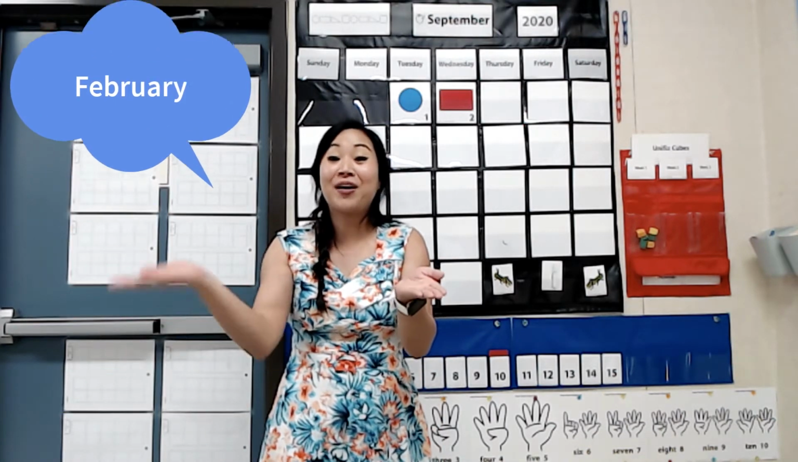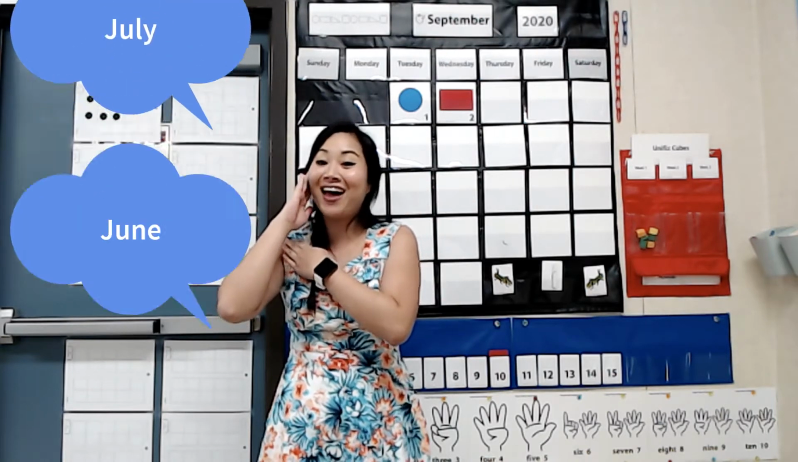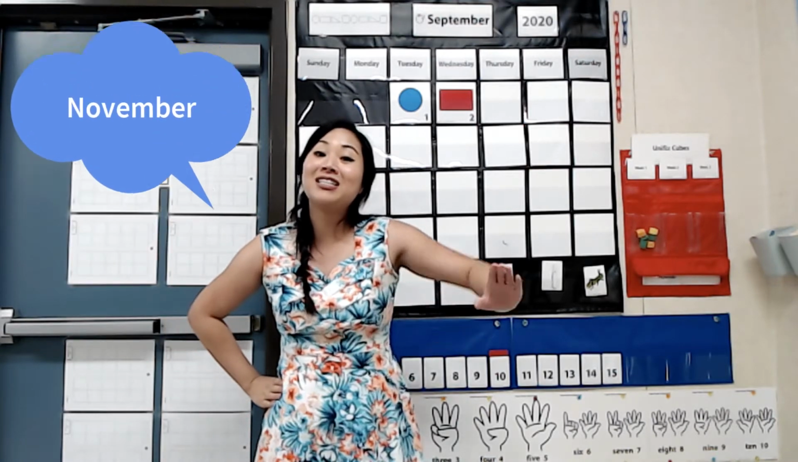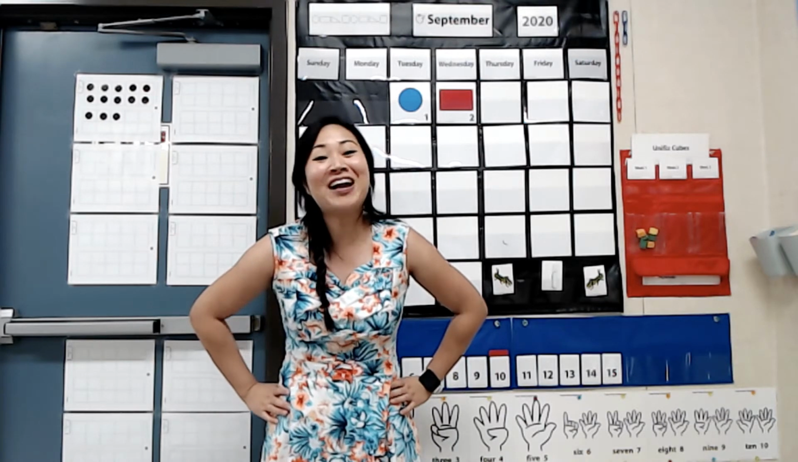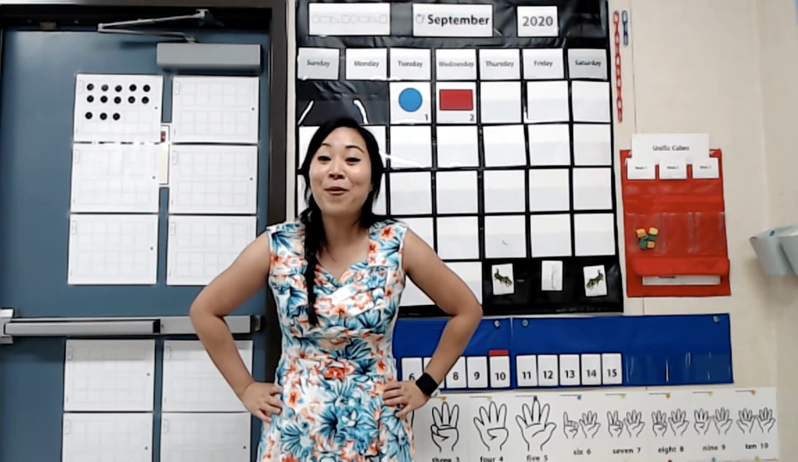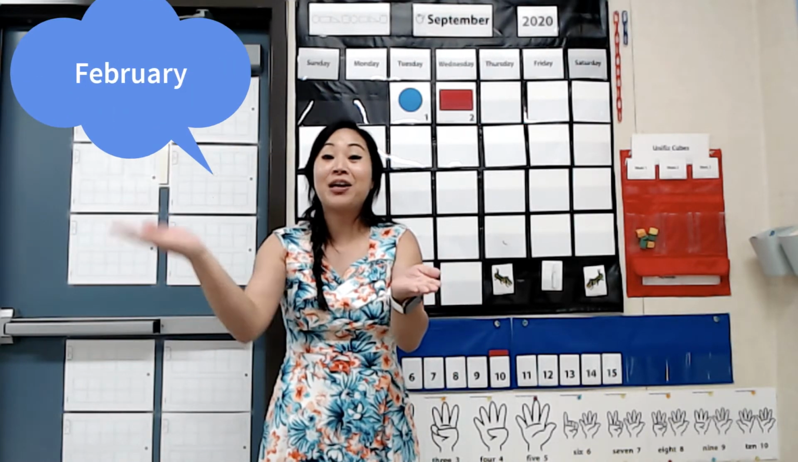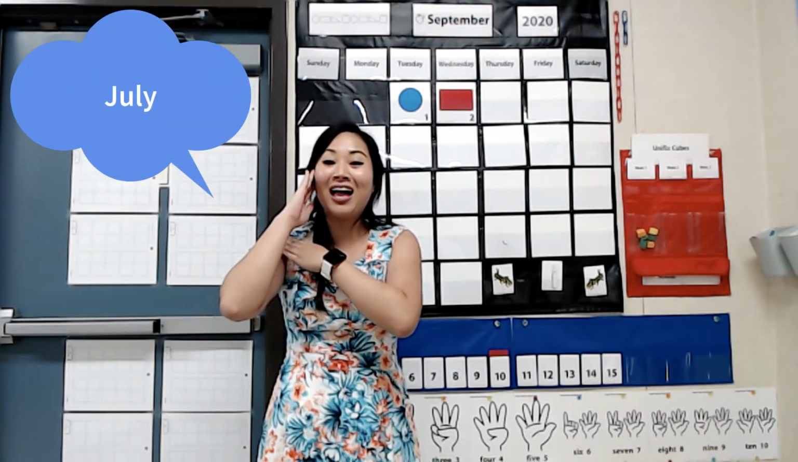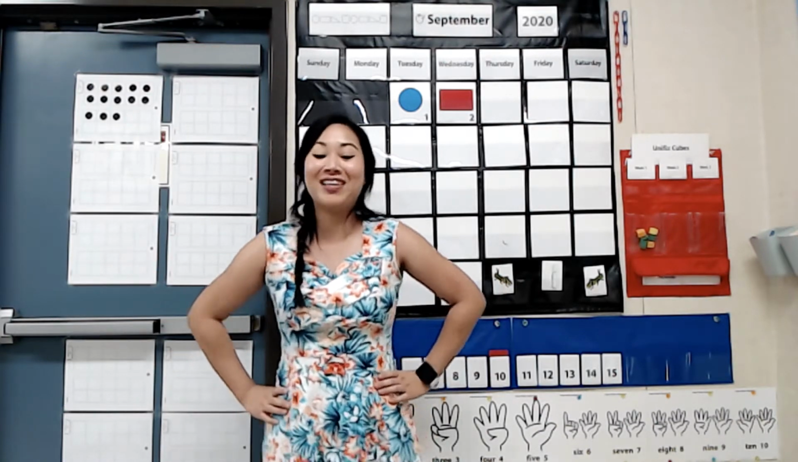January, February, March, April, May, June, July, August, September, October, November, December. These are the months of the year. Wow, great job, friends. Let's sing that one more time. Ready? January, February, March, April, May, June, July, August, September, October, November, December. These are the months of the year.